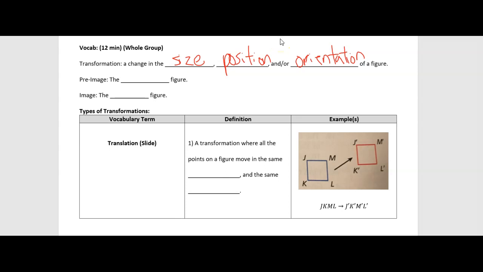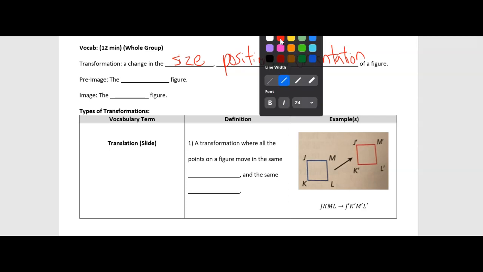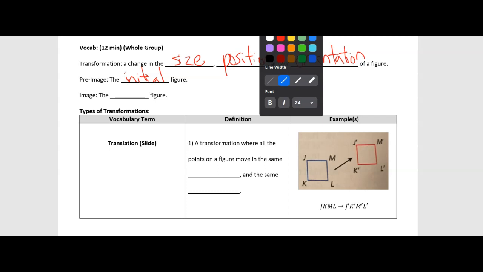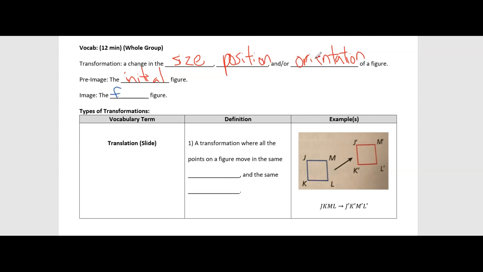Now we have some special names for what we call the original figure, as well as the figure that we're left with after the transformation has been performed. The pre-image is the initial figure, while the image is the final figure. So when you start with something, we're going to call that the pre-image. What you end up with after you perform the transformations, we are going to call the image. So they both have image in their names, but one is the pre and one is just the image.